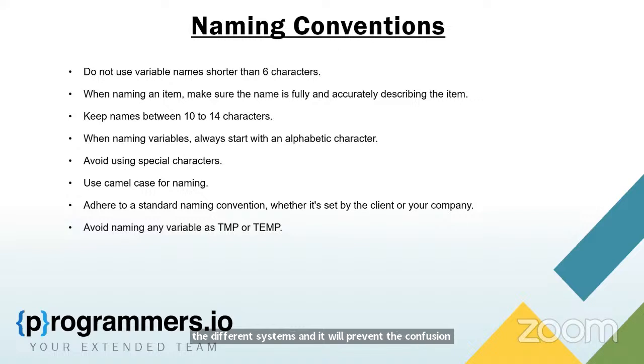Then we can go for camel casing as well when we are naming an item. For example, if we are declaring a variable such as employee ID, we can keep the first word, employee, with its initial in small letters. Then the second word, which is ID, we can keep with its initial as capital.